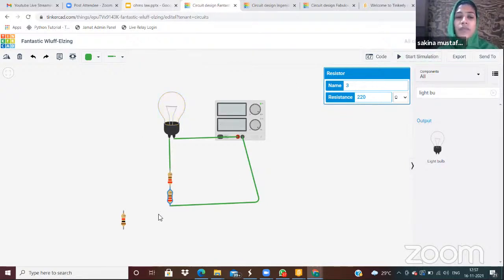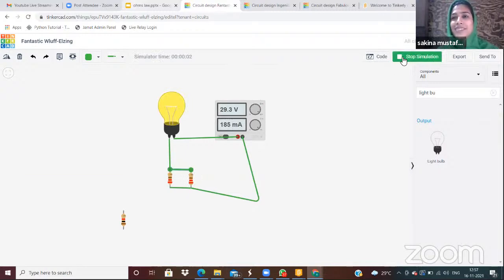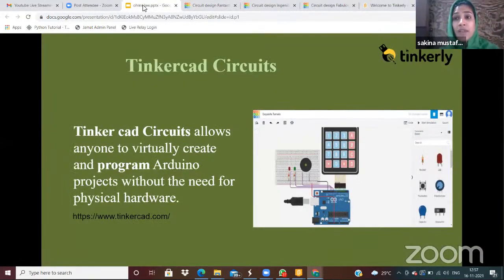Now, similarly, when we connect it in parallel, what happened? Oh my God. The current has increased and it is glowing very brightly on the same voltage. So this was all about Ohm's law, connection in series, connection in parallel, when to use and how to use.